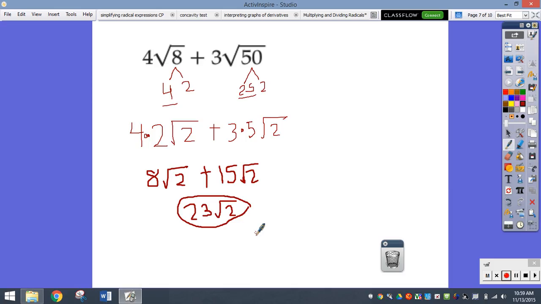Subtracting works the same way. Instead of adding 8 plus 15, if this was a minus sign, I would just do 8 minus 15. The rules are exactly the same. And so that's how you add and subtract radicals.